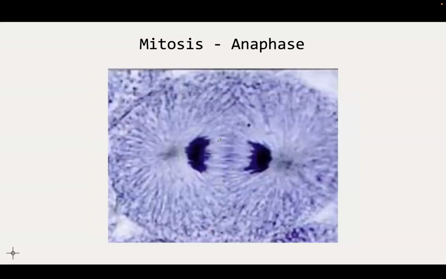The next phase is anaphase. You see in anaphase that the sister chromatids start to move towards the centrioles. This is also when you have the separation of the sister chromatids. In this phase, when non-disjunction occurs, this is called mitotic non-disjunction, and we'll get into that at the end.